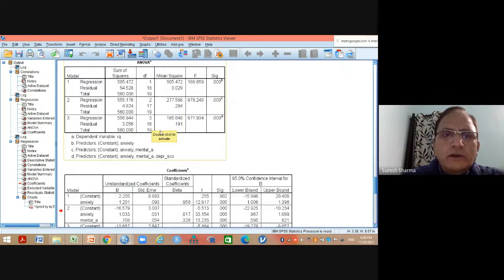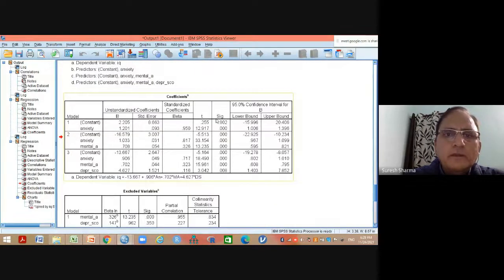Number 3, ANOVA table value at the last step. That must be significant. This ANOVA table value must be significant, right? And the last step, the 4th one: all these coefficients which you are forming out of the equation should be significant. For example, anxiety, significant. Mental age, significant. Depression score, significant. And this is the final equation which you have to write down at the last step.